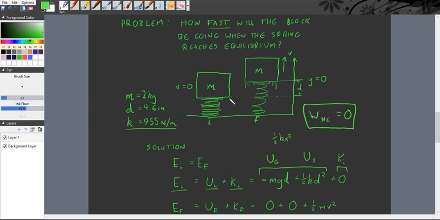So initially, the block was actually at a negative position. y is equal to negative d. So it's going to be negative 4.6 centimeters. Okay? If you're below the reference height, it doesn't actually pose a problem for gravitational potential energy. It is okay for that to be negative. So this is actually perfectly okay. So let's move on.